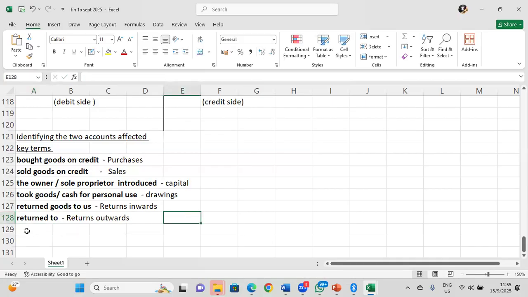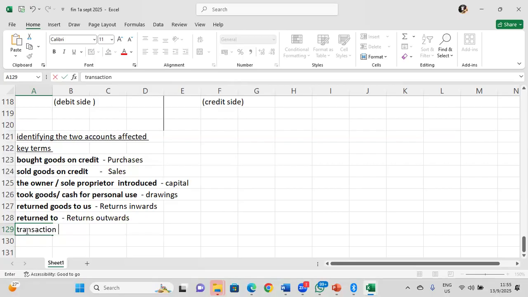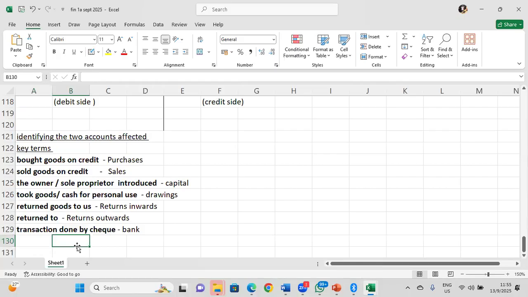Lastly, if a transaction is done using a check, so if we pay using a check or receive money in the form of a check, we don't have an account called check account, but we use the bank account. We record it as bank. So these are some of the key phrases to take note of.